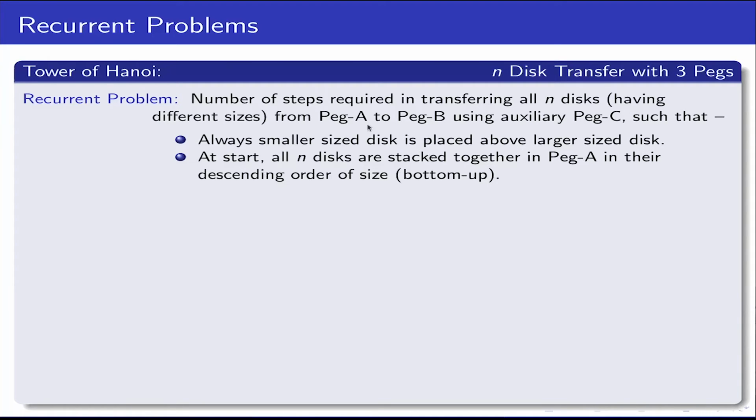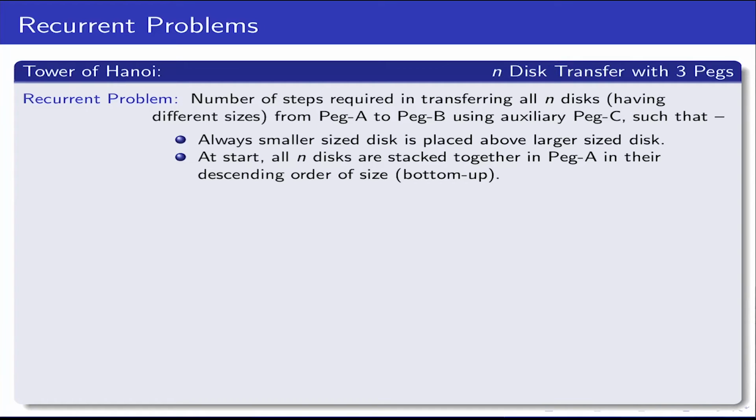So always a smaller disk is placed above a larger disk. And at start you have n disks positioned at peg A, that is your source, and they are stacked in descending order of size bottom up. So it is stacked well sorted, bottom up, in their order of size. So the lowest element is the largest and the topmost element is the smallest.